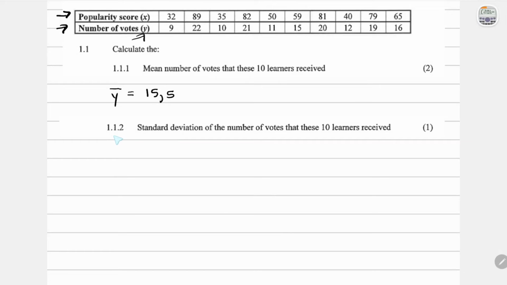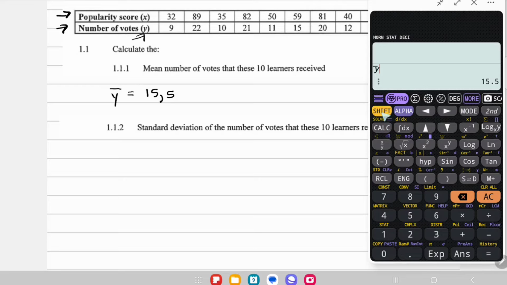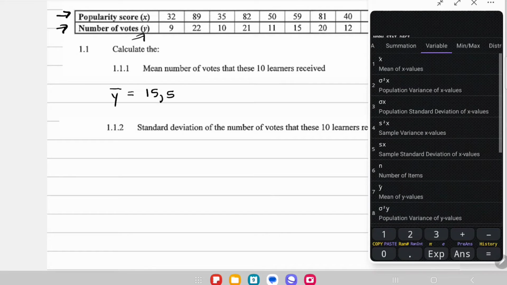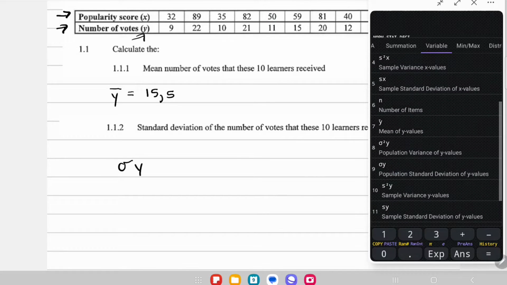The next question, 1.1.2, says we need to calculate the standard deviation of the number of votes that these 10 learners received. So again, that's going to be found in the variable. So we can say Shift 1, and then we're going to find this in variable, and you're going to look for the standard deviation of the y values, okay? Because it's the votes that we're focusing on here. Okay, and that is over here. For you, it's going to be option 6.